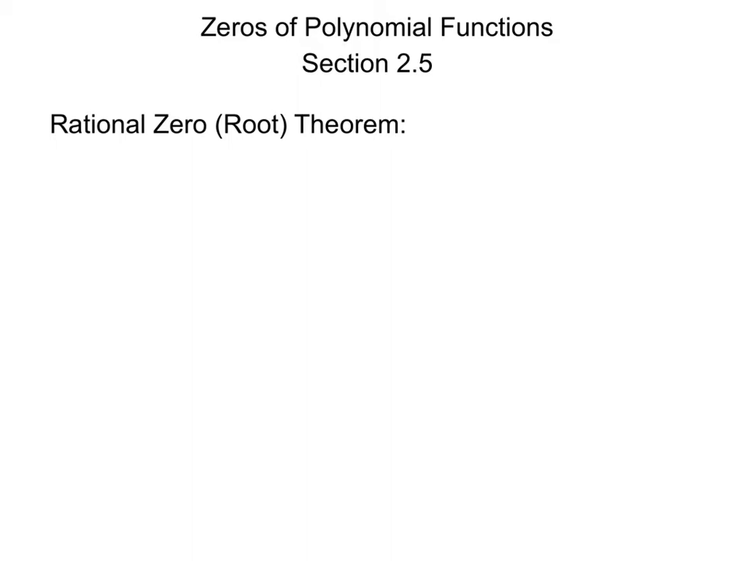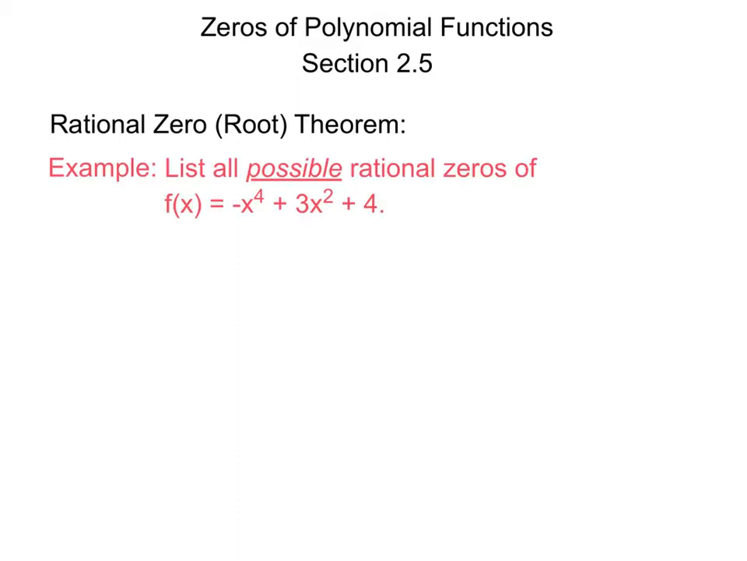So let's discuss this by using a particular example. Let's say we want to list all possible rational zeros of f of x is equal to minus x to the fourth plus 3x squared plus 4. All we're initially going to be concerned with are two things: the constant term, and the leading coefficient. So the leading coefficient is minus 1, and the constant term is 4.